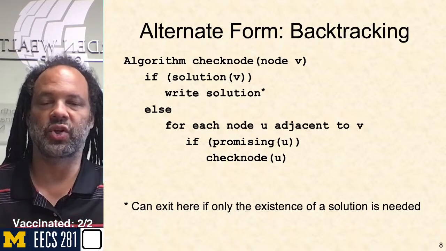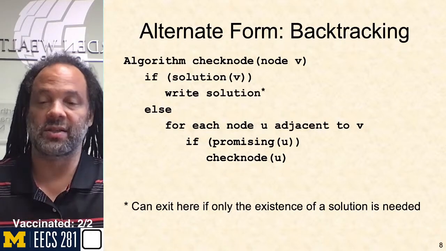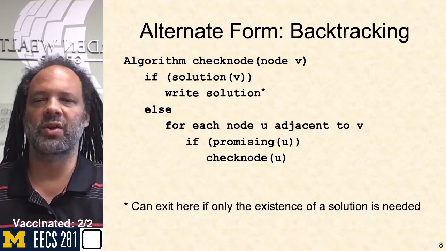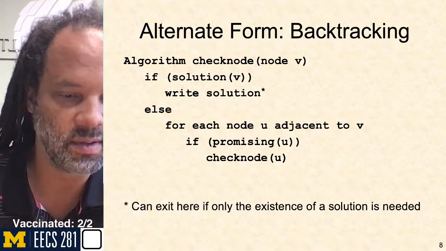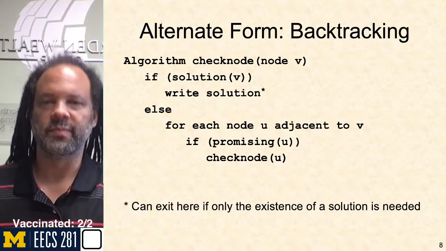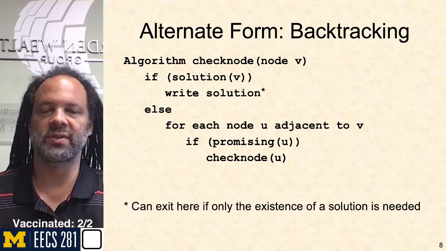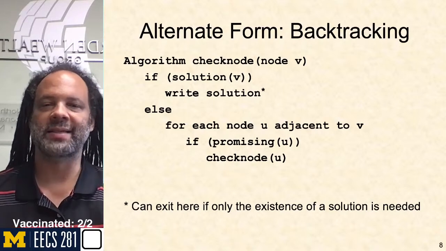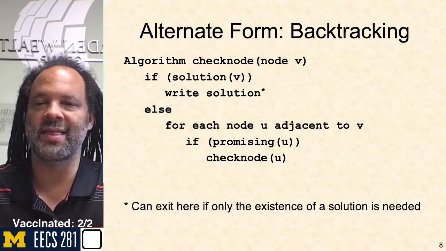If I've got a solution, if this V that you've just given me is a solution, then we're possibly done. Write that solution or store it or do whatever you want to do once you've found a solution. So if solution, write solution. So there's my check. If V was a solution, I'm okay. Otherwise, I know that it is not a solution, but it's a partial solution that I may think of advancing.